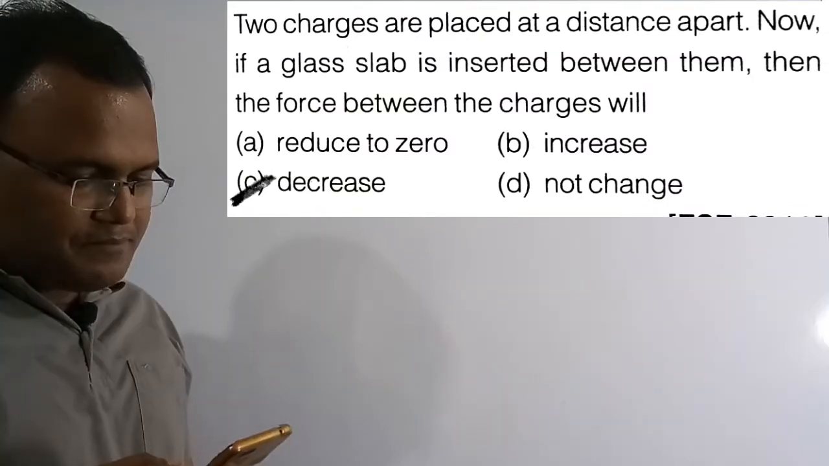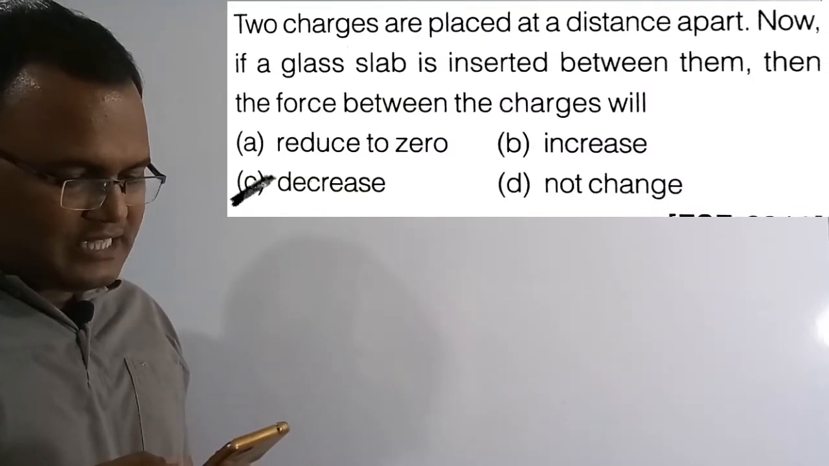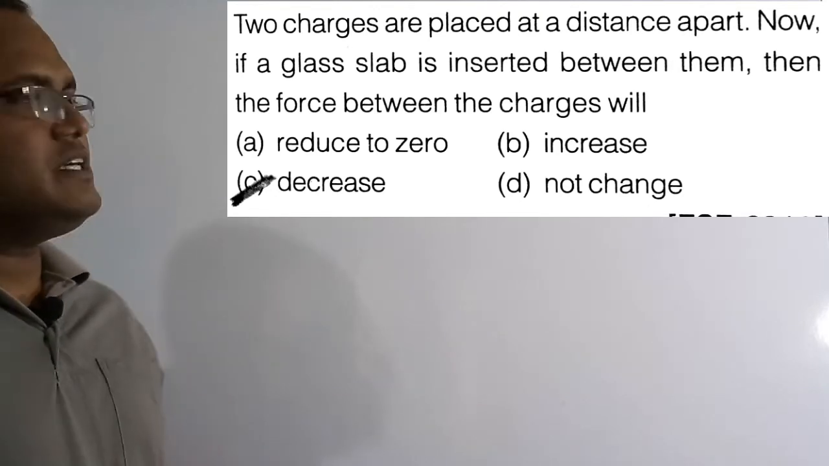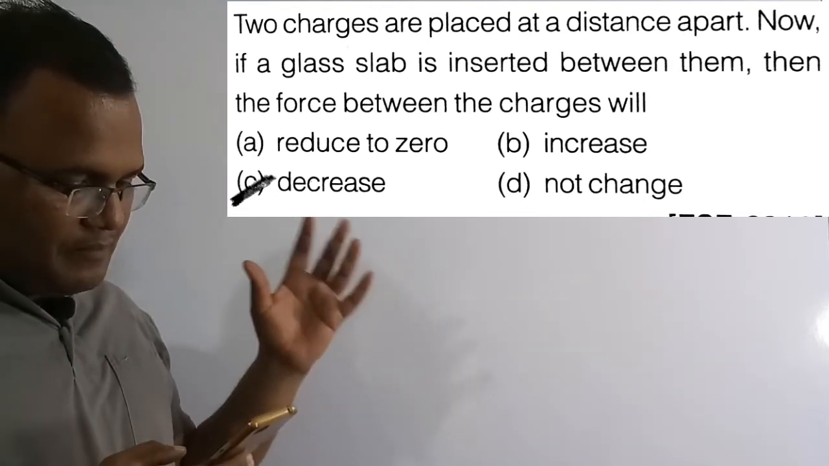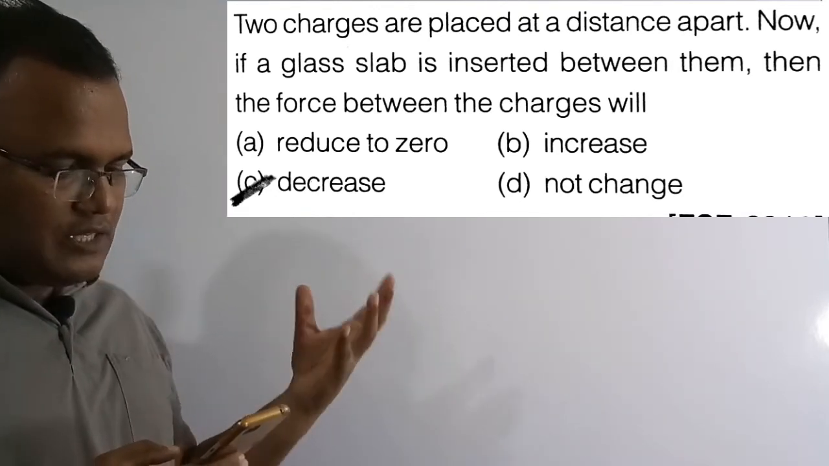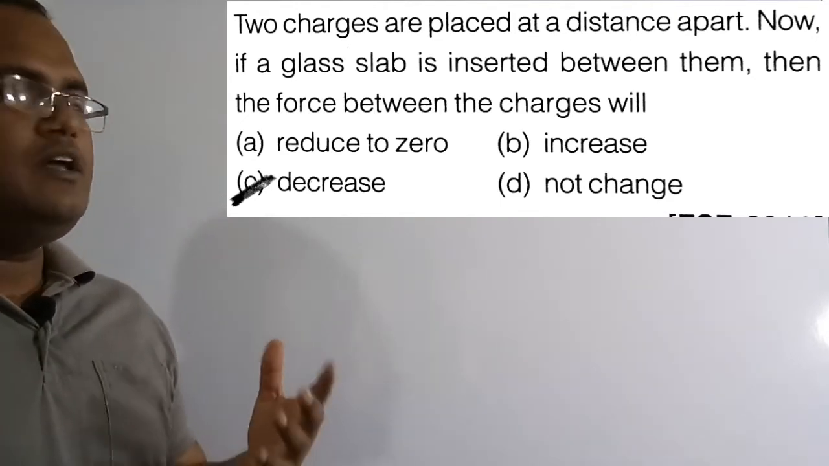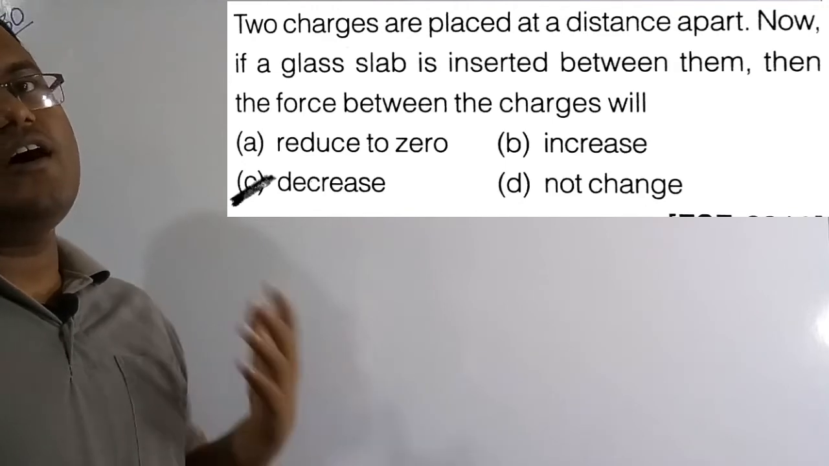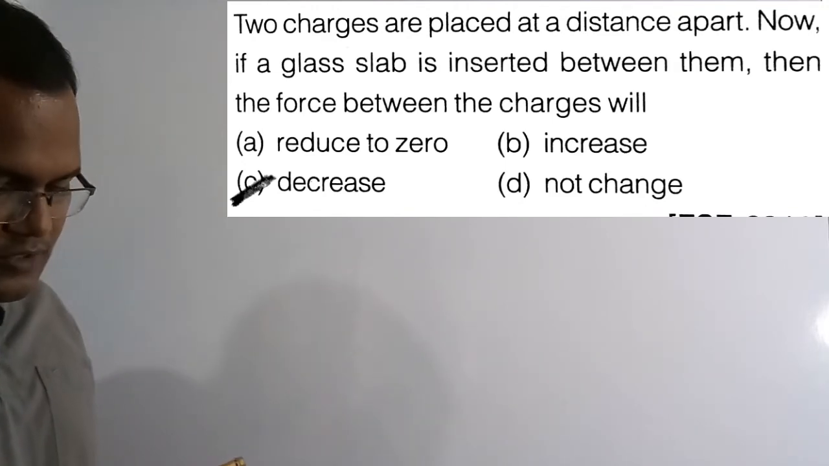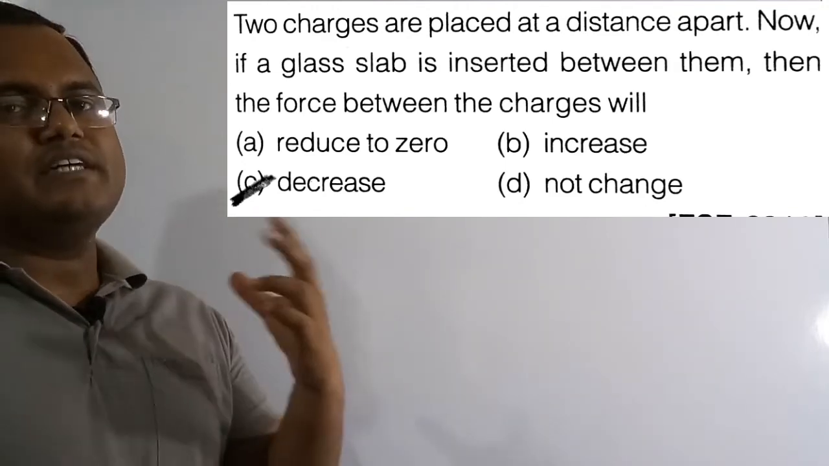Now if a glass slab is inserted between them, then the force between the charges will. So here, the first thing is they have been kept in a medium. Now we are going to keep a glass slab. Then what is the force between these charges? We have to know whether it will increase, decrease, or remain constant. Out of these four options, option C, it is going to decrease.